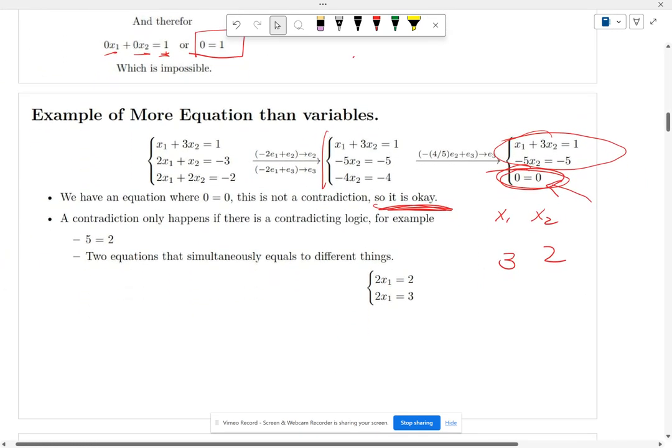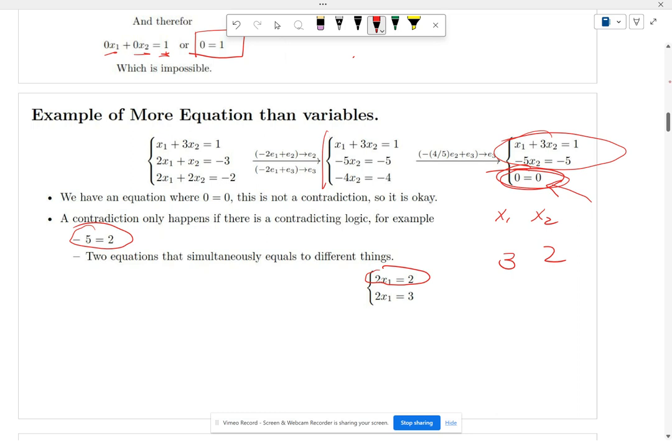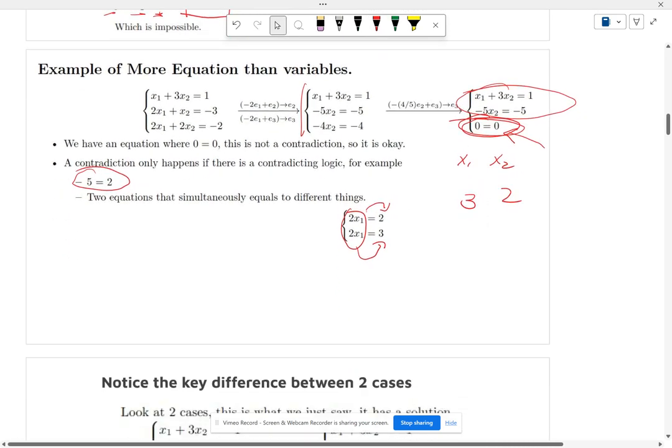A contradiction only happens if you end up getting something like 5 equals 2. That's a contradiction. Or you end up getting equations where 2x1 equals 2 and 2x1 equals 3. Obviously, 2x1 cannot simultaneously equal 2 and 3. So that's a contradiction. Those are the cases you want to look out for.